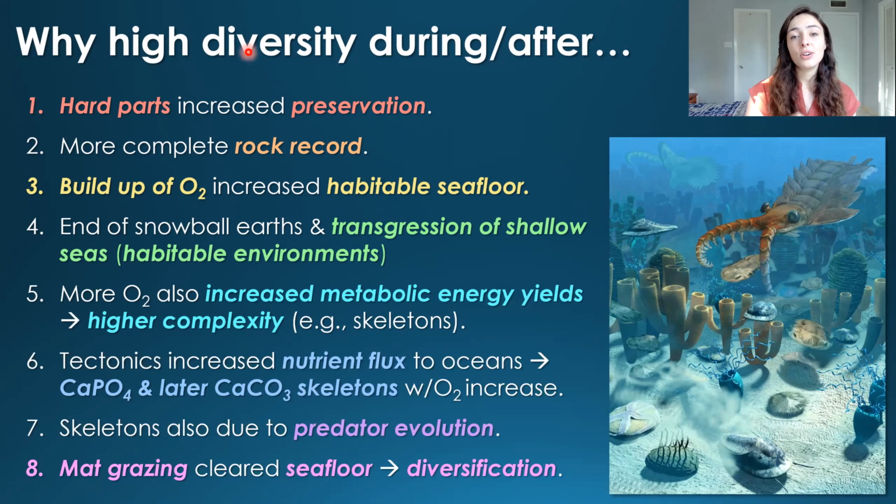And then the last thing that also increased diversity during and after the Neoproterozoic and Cambrian was mat grazing. Because grazers evolved during this time, they cleared the seafloor of all the cyanobacterial and algal mats that were covering the seafloor before, and this led to a diversification of other organisms. This allowed other organisms like animals to diversify on that seafloor that they cleared. However, it did do a number on the poor stromatolites.